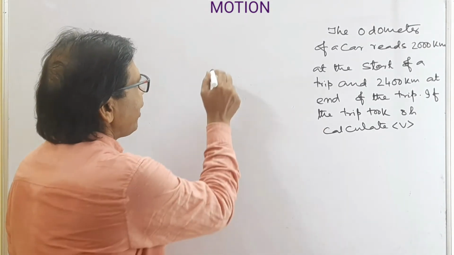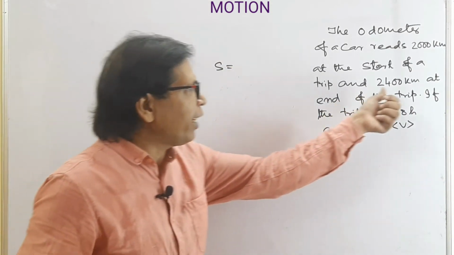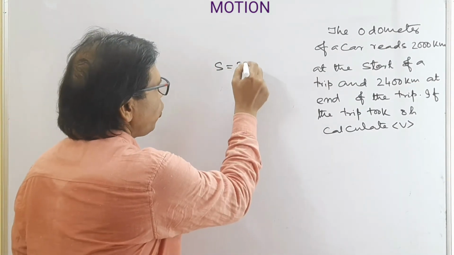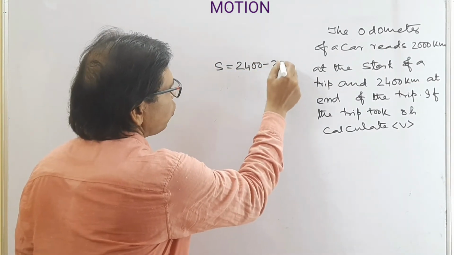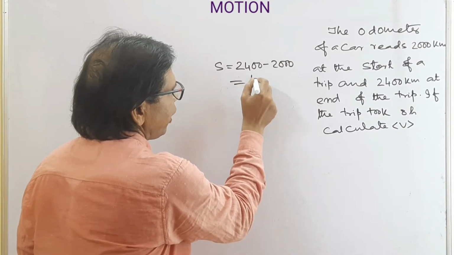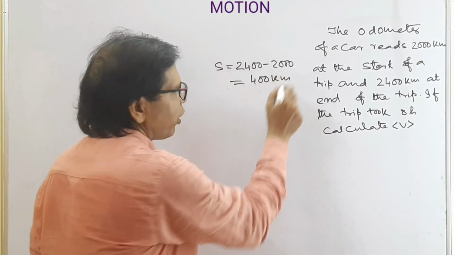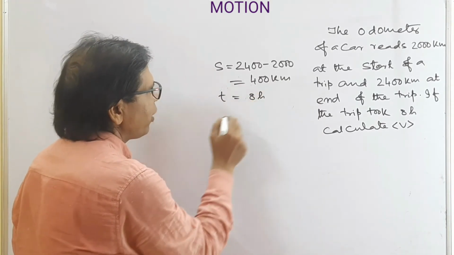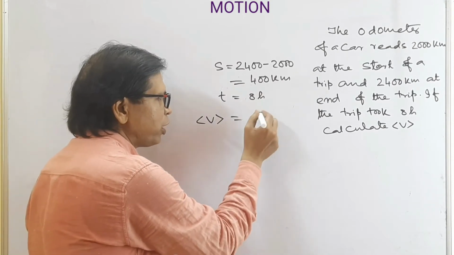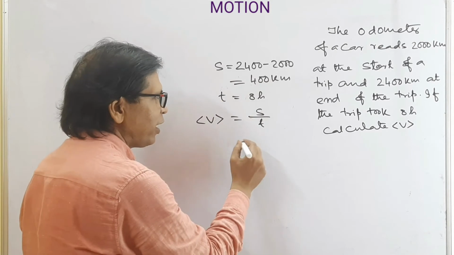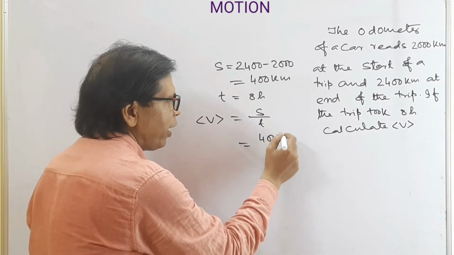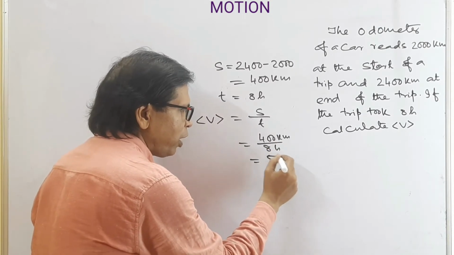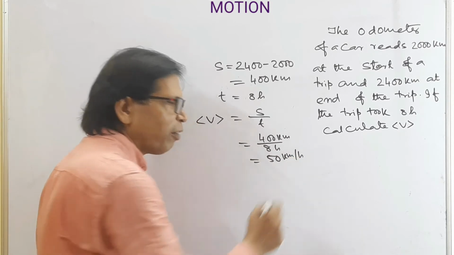Now look at this, here distance covered is equal to final reading minus initial reading. So this is 2400 minus 2000, which is 400 kilometer. Now time taken is equal to 8 hours. So average speed v equal to s by t. Here s is 400 kilometer and t is 8 hour. So this is 50 kilometer per hour.